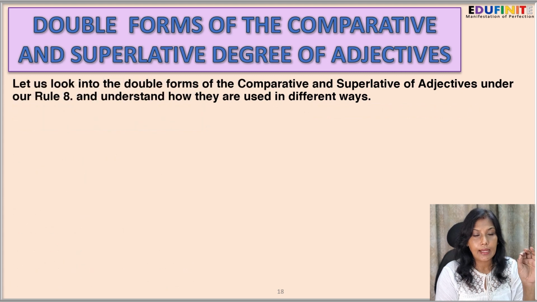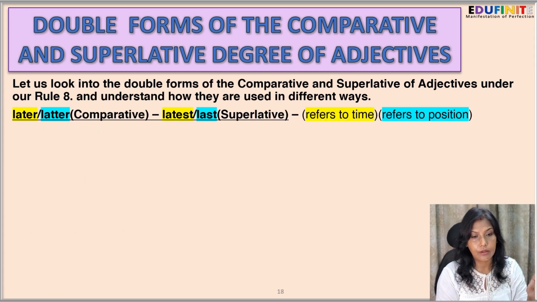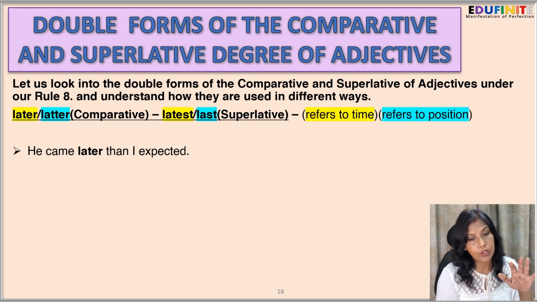Next, later, latter. These two are again comparative, and latest and last. These two are superlative. Now, later and latest refer to time, whereas latter and last refer to position. Now let's look into some sentences to understand it.